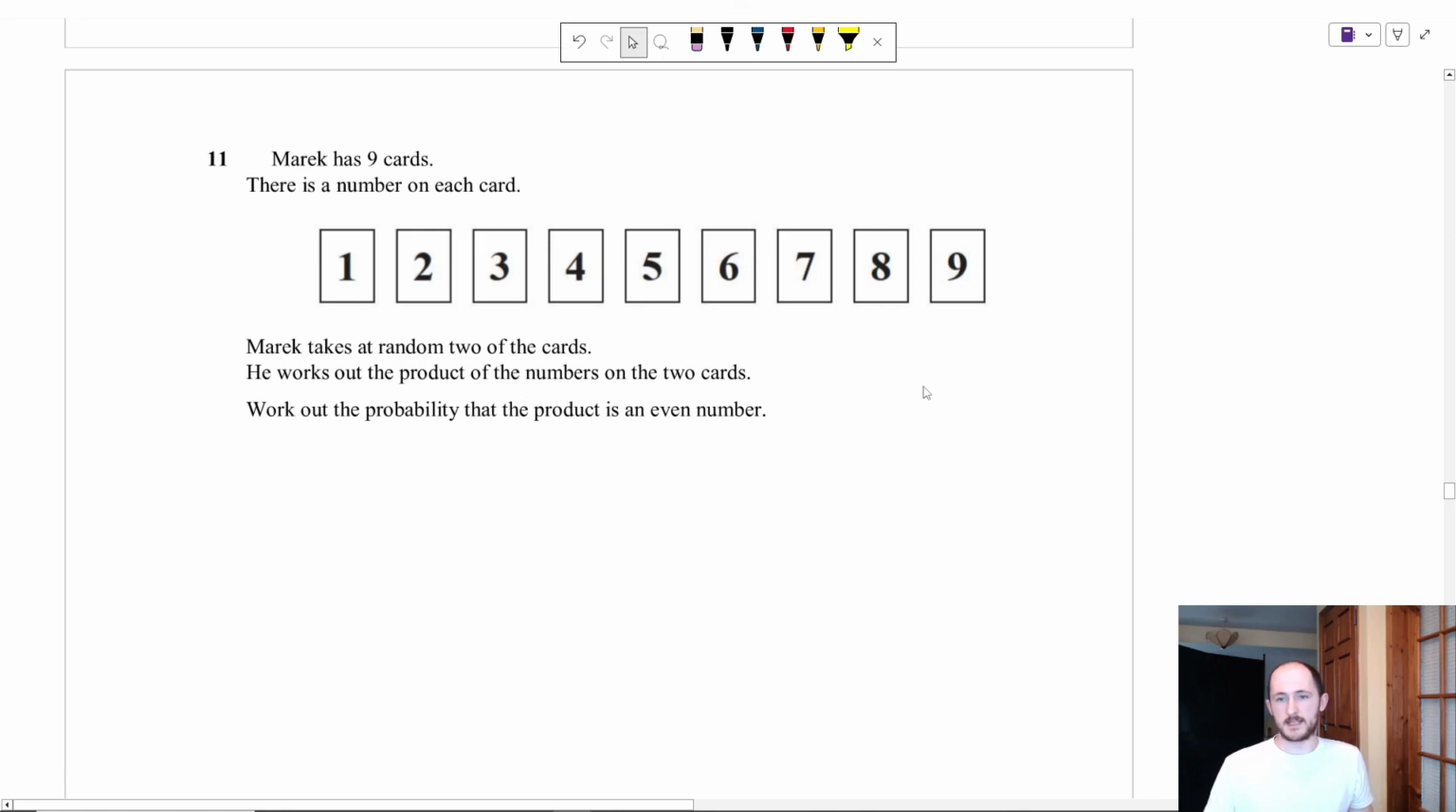Next one, so this looks like a probability question. So Merrick has 9 cards, there's a number on each card, so it's just 1 to 9. Okay, cool. They take at random 2 of the cards, the product, which means he times them. Work out the probability that it's an even number.